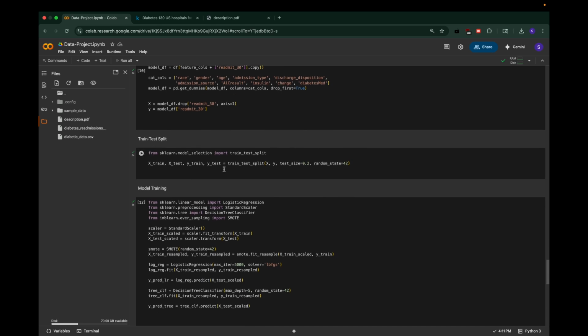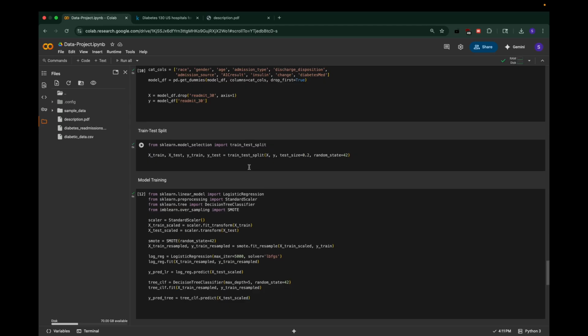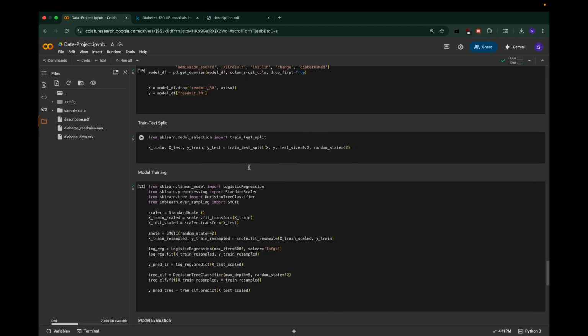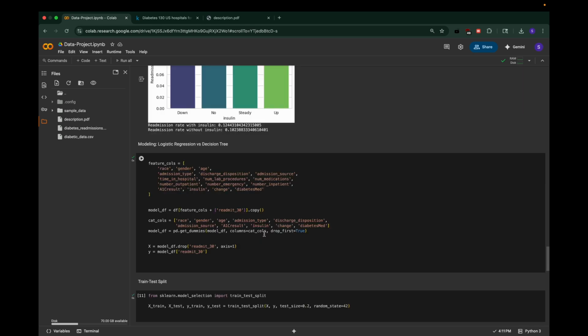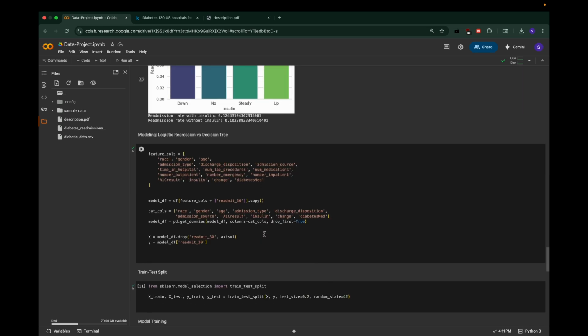I split the data using an 80-20 ratio for training and testing. So 80% of the data was used to train the model, and 20% of the data was used to evaluate the model's performance on unseen data. The test size reserves 20% of the data for testing, and the random state ensures reproducibility. Then we move on to model training.